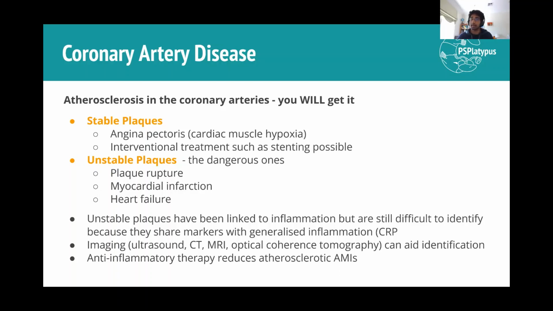So we can do things about that, because it's basically just a slow progressive narrowing of the coronary arteries. So we do things like put in a stent and blow it up to widen the artery again. Unstable plaques, we care about those more because those are the ones that lead to things like heart attacks.